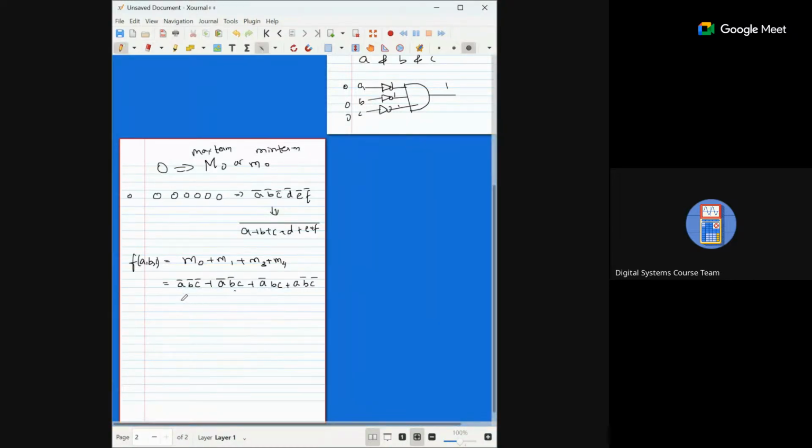I simply rearrange like this: A bar, B bar, C bar, or this term A, B bar, C bar, or these two terms A bar, B bar, C plus A bar, B, C. So this gives B bar, C bar as the common term. This gives A bar, C as the common term. Is there any chance of further reduction?